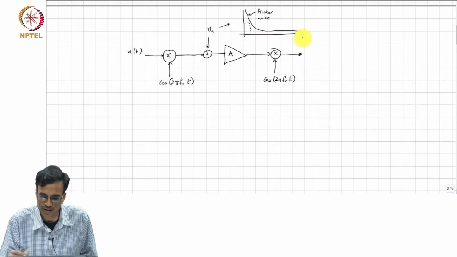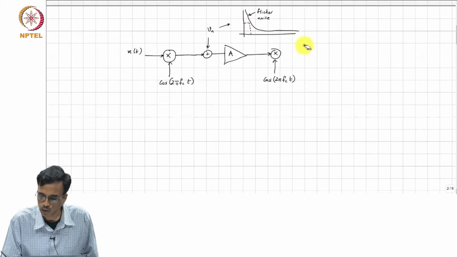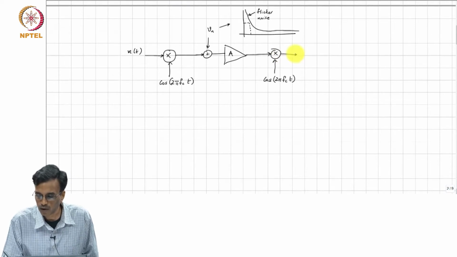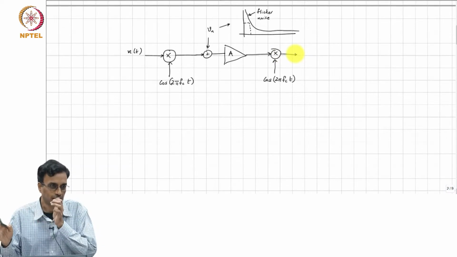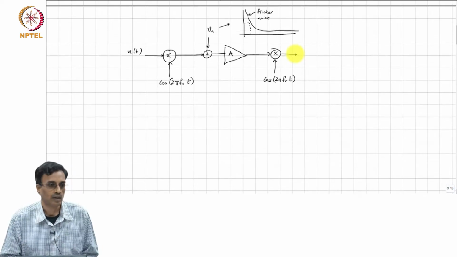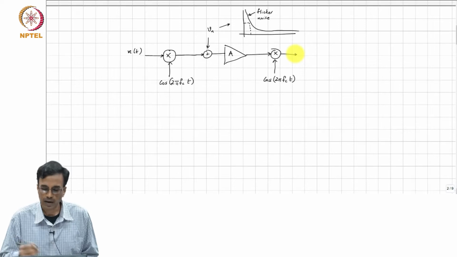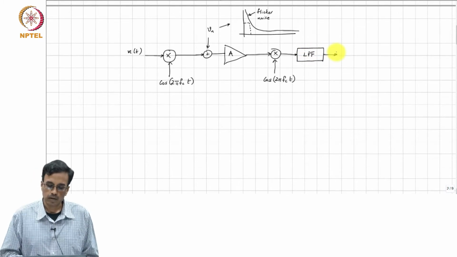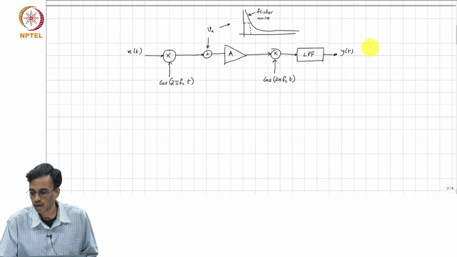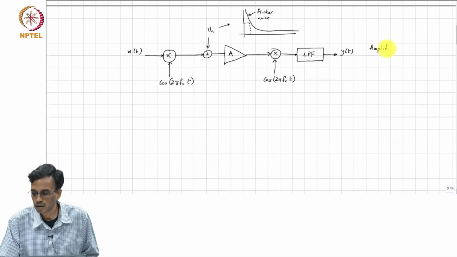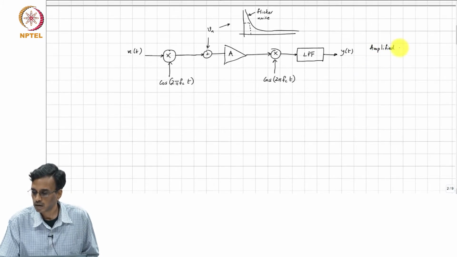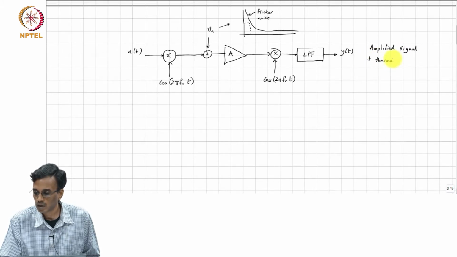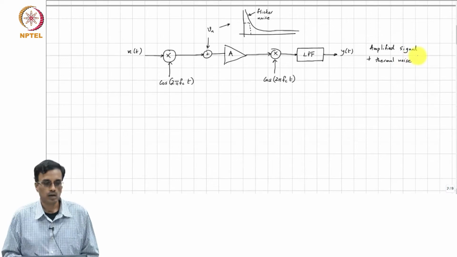As we saw the last time around, this is not enough. There are also unwanted artifacts. Basically the offset and low frequency noise will get shifted to around fc, and there is also a 2fc component, and all those can be easily eliminated by using a low pass filter. So, this is the amplified signal plus thermal noise only.